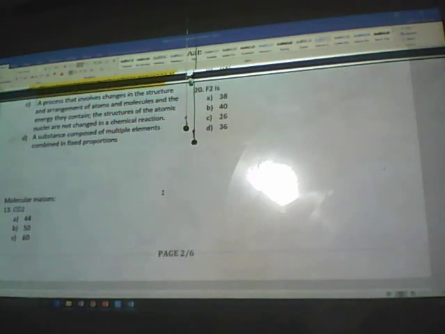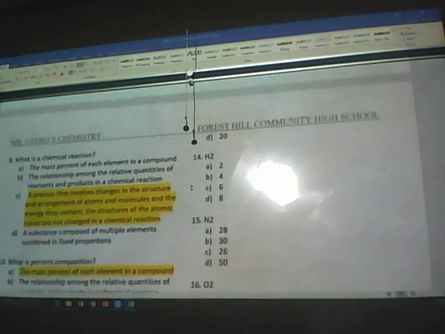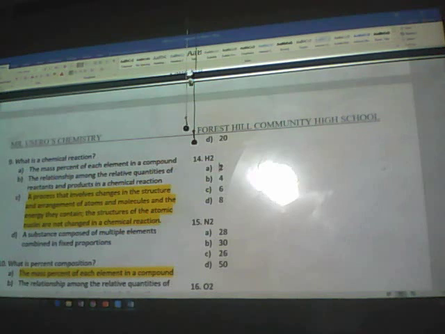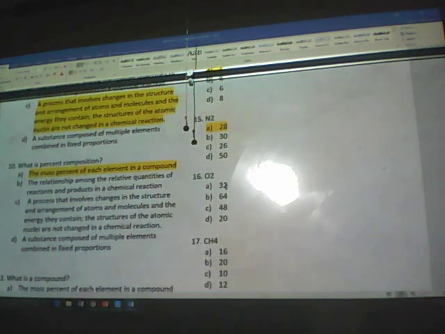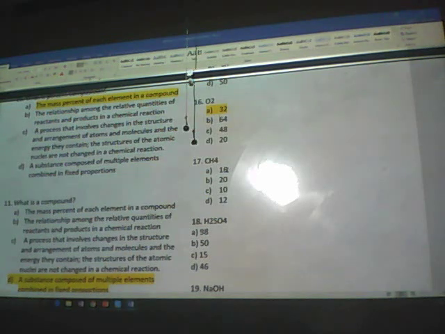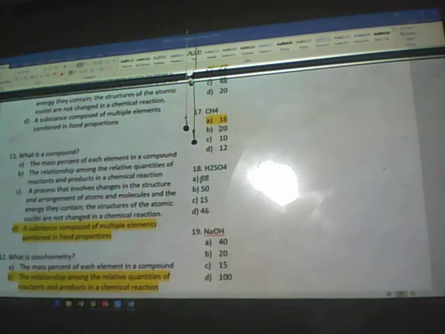The other 8 are molecular masses. Do you know how to calculate it? For CO2, C weighs 12 and oxygen weighs 16, so 16 by 2 is 32, plus 12, 44, okay? And so on. H2, H is 1 by 2 is 2. And nitrogen is 14 by 2 is 28. O2, O is 16 by 2, 32. CH4, C is 12 and H is 1, 12 plus 4, 16. H2SO4, we did it the other day, is 98.